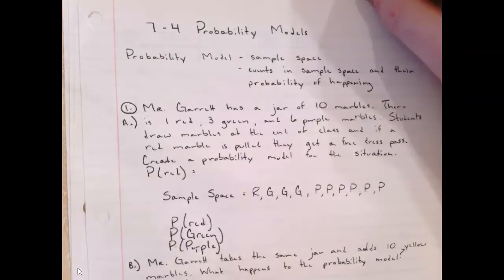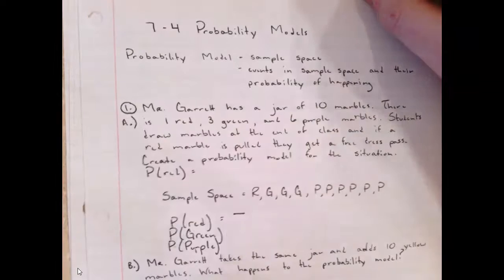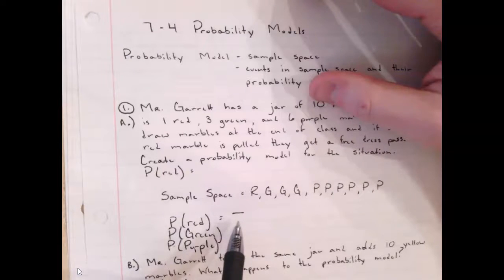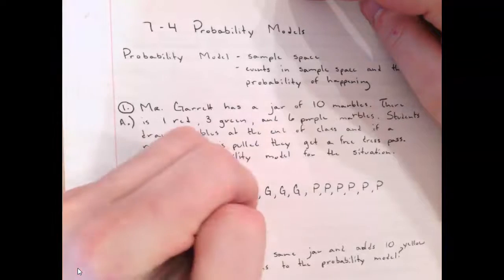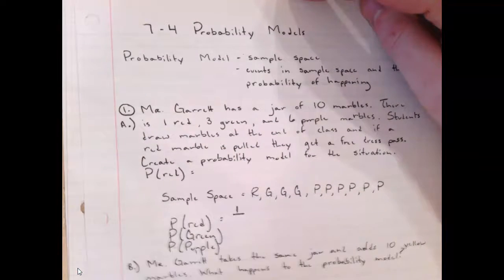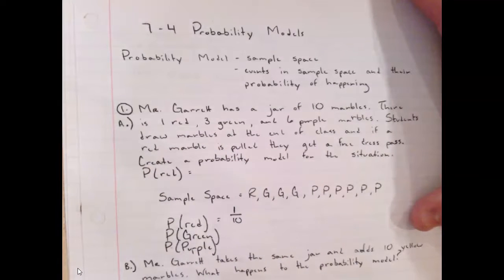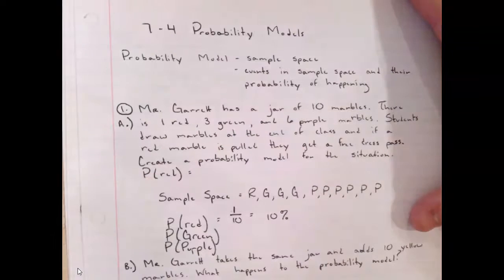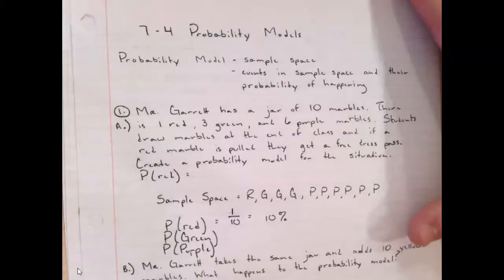Remember, when we do probability, we want a fraction. The number on top is how often it's there, or the favorable outcomes, and the number on the bottom is my total. So my red, well, how many red marbles do I have? I have 1. My denominator, I want to know how many marbles I have in all. That would be 10. So the probability of pulling a red marble is 1/10. We could also turn that into a percentage. You have a 10% chance of pulling a red marble. Not a great percent, but at least you have a chance.